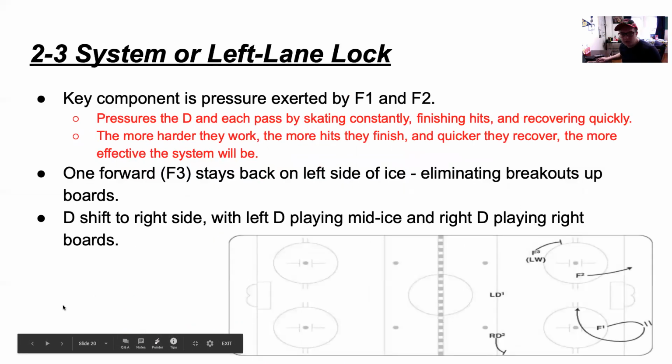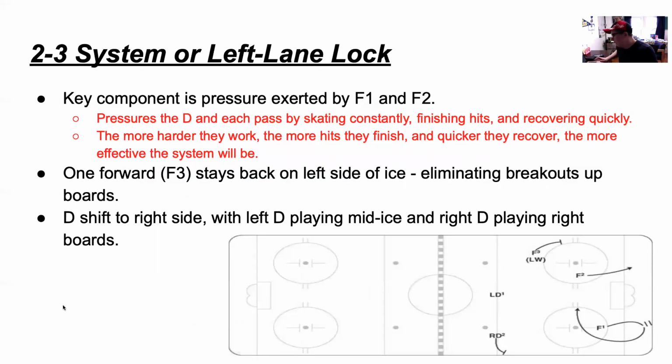Okay, and then we have the 2-3 system, which is known as a left lane lock. So the key component is pressure exerted by F1 and F2. It pressures the D in each pass by skating constantly, finishing hits, and recovering quickly. The harder they work, the more hits they will finish, the quicker they recover, the more effective the system will be. So we have to work really hard.